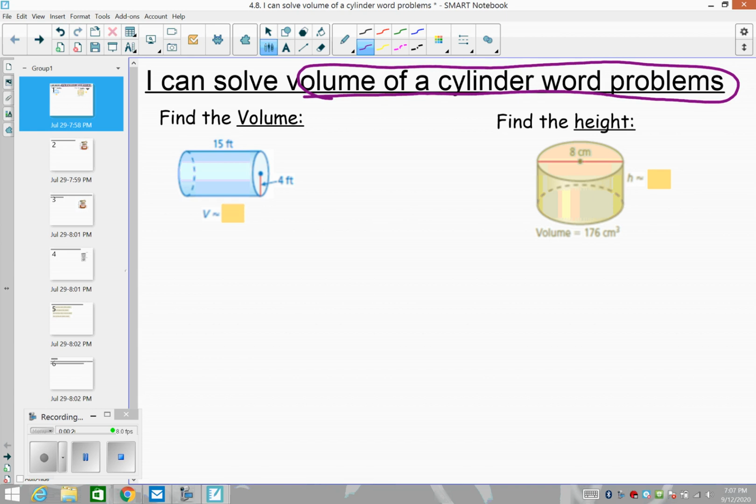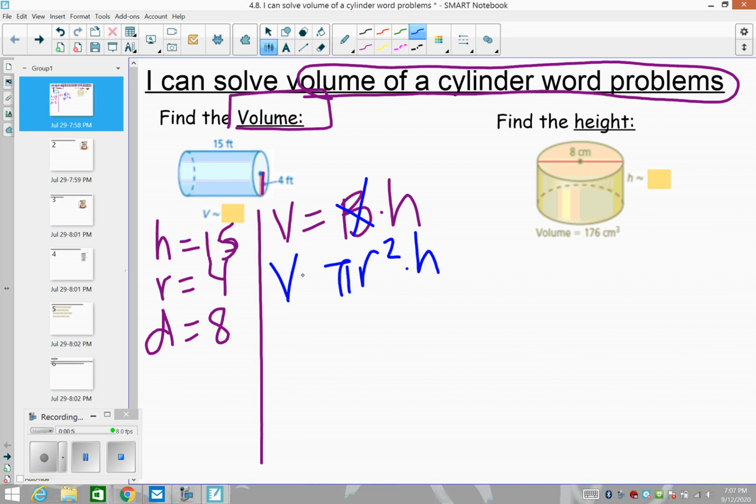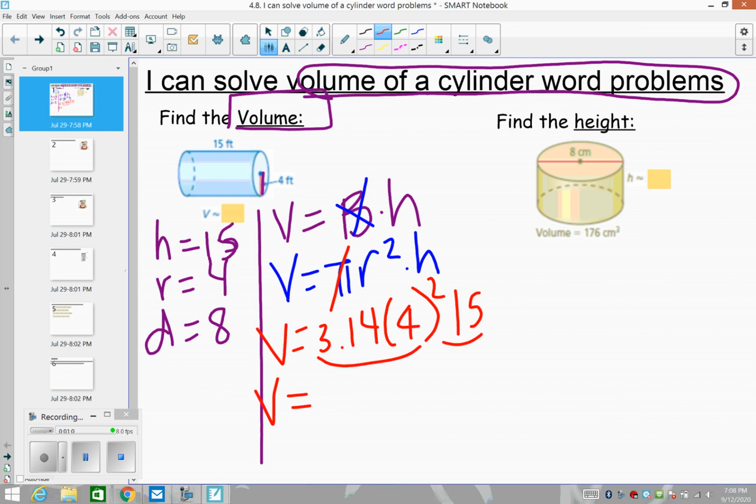So let's start with what we know about volume. The first one is a review from yesterday. We know that the height is 15, and we know that the radius is 4. So of course the diameter would be 4 plus 4, which is 8. The formula for volume says capital B times H. So we would have pi r squared times H, which gives us 3.14 times the radius squared times the height, which is 15. This is a review from yesterday: we find the area of the bottom and then we multiply it by the height.